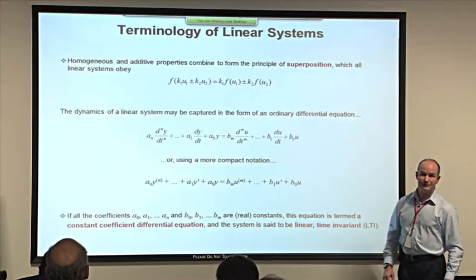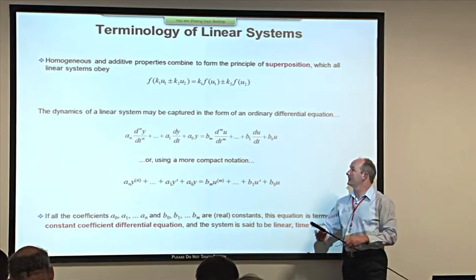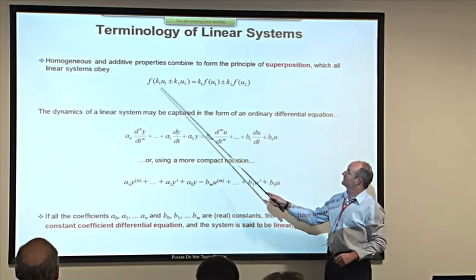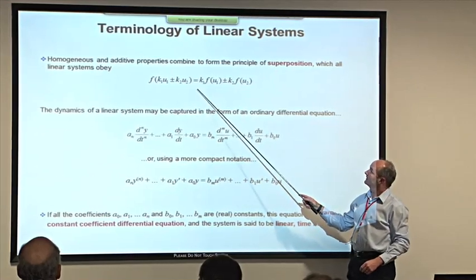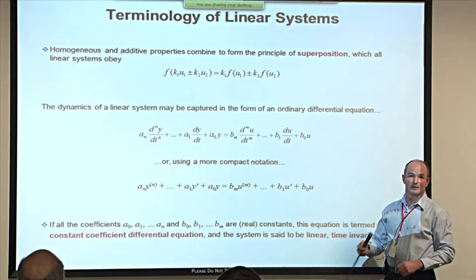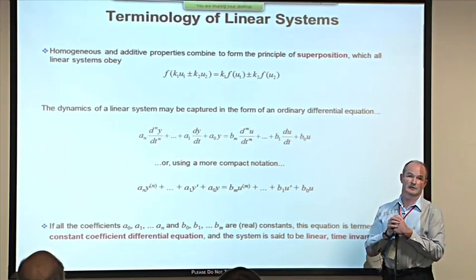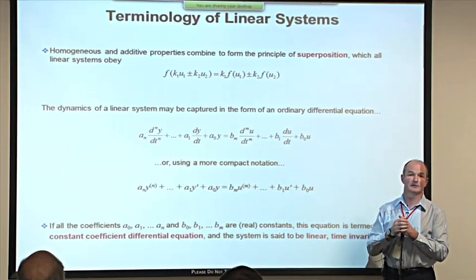It's called the principle of superposition. In equation form, it's represented in the top equation up here. You can recognize, I think, homogeneity and additivity in this. This is superposition, and it's so important. It's used as the definition of linear systems. Simply put, if a system obeys that, it's linear. If it does not obey it, it is a non-linear system that we're dealing with.